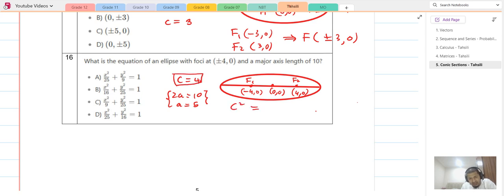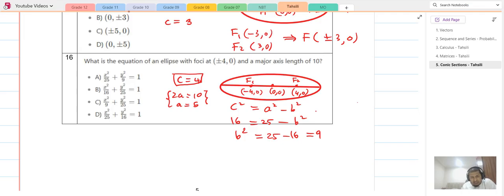So we're going to say c squared is equal to a squared minus b squared. C squared is 16, a squared is 25, minus b squared. So b squared, you're going to take that over and bring the 16 over, so you get 25 minus 16, which is 9. So we got b squared, which is 9.